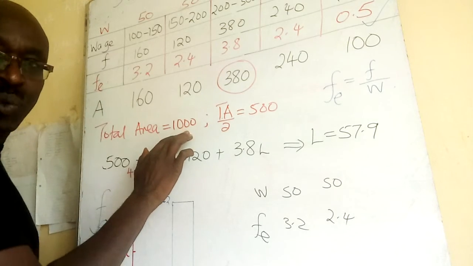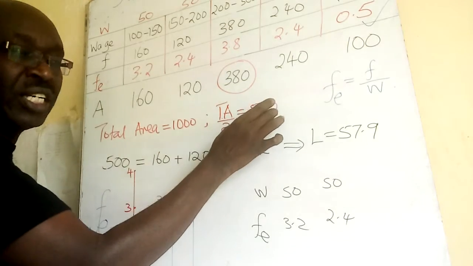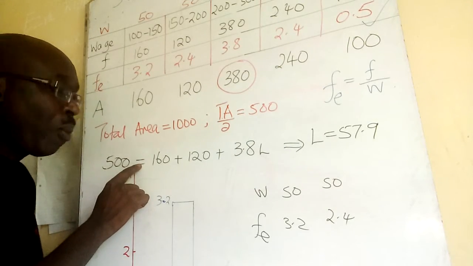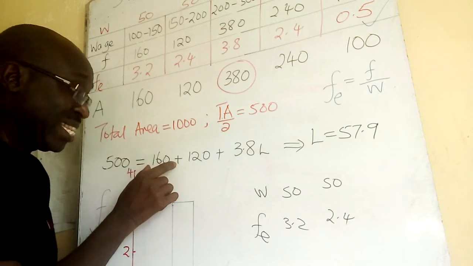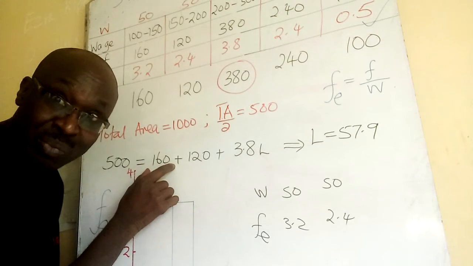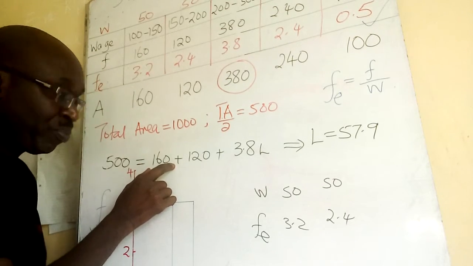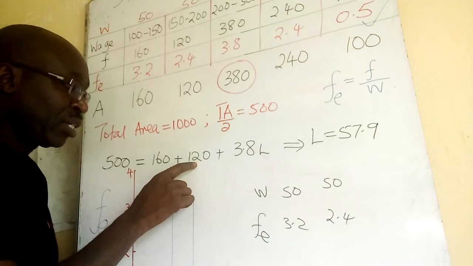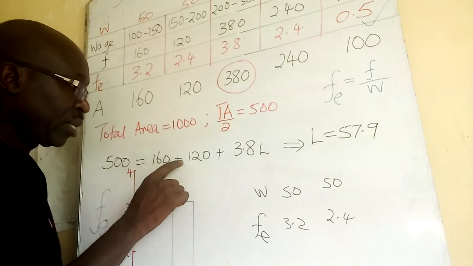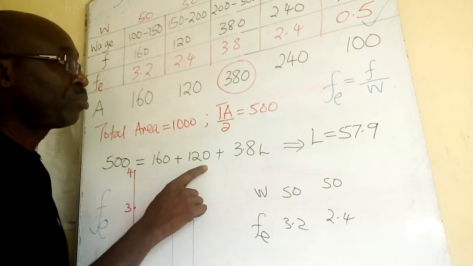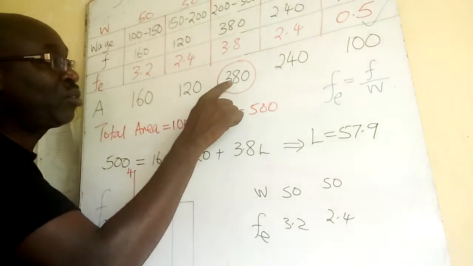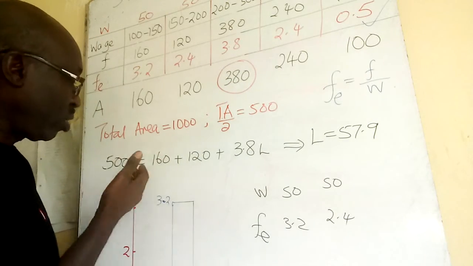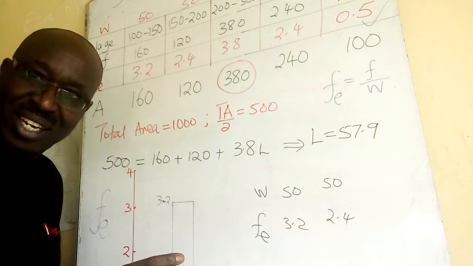The total area is 1000. Half of it is 500. So 500 is composed of the first area, the first bar, whose area is 160. If I add 160 to 120, I get 380. But I cannot add it to 380 because the total area will be beyond 500. Do you understand?